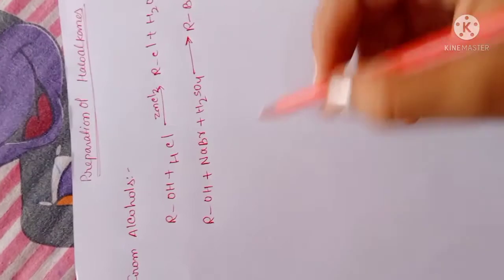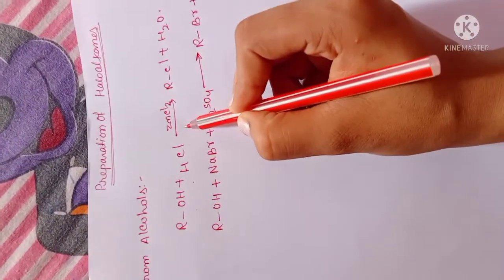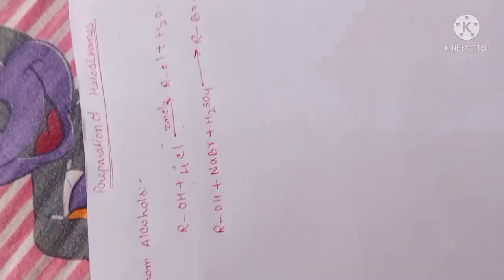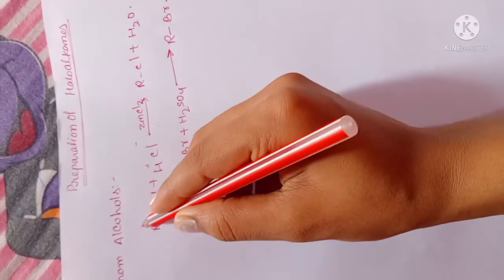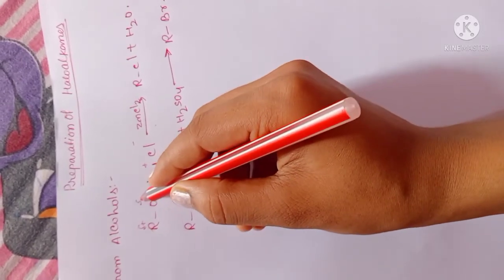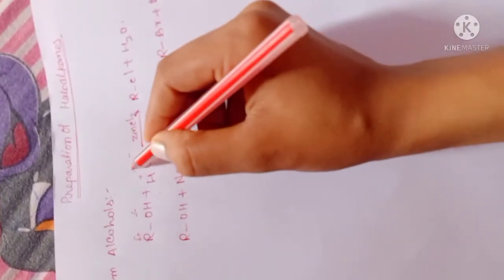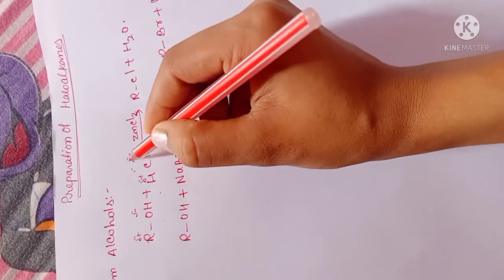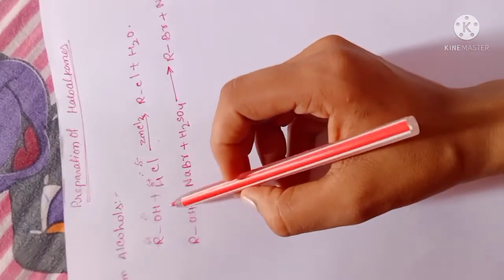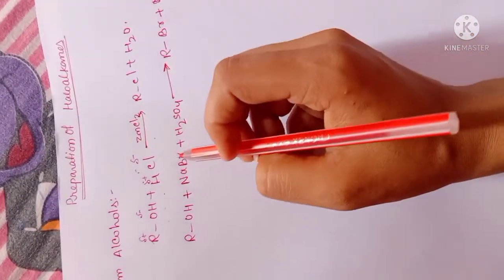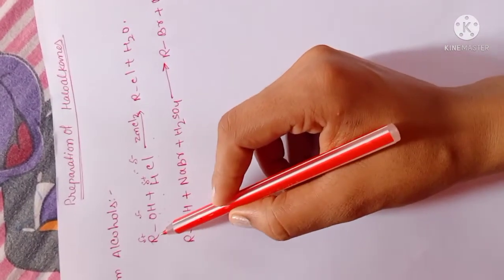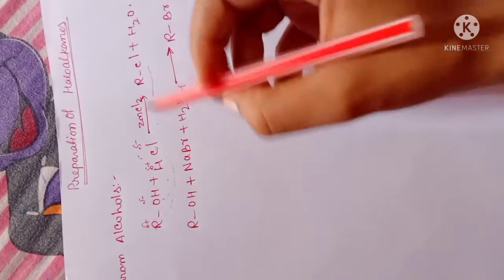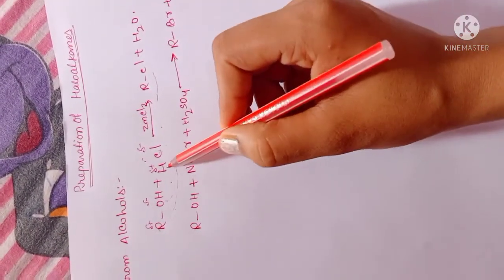Here is ROH plus HCl. H has a positive charge and Cl has a negative charge. Now, here also there is a partial positive charge and a partial negative charge. We know that positive charge attracts negative and negative charge attracts positive. Here we get RCl as the product, and the byproduct is H2O, from H plus and OH minus. This is H2O.